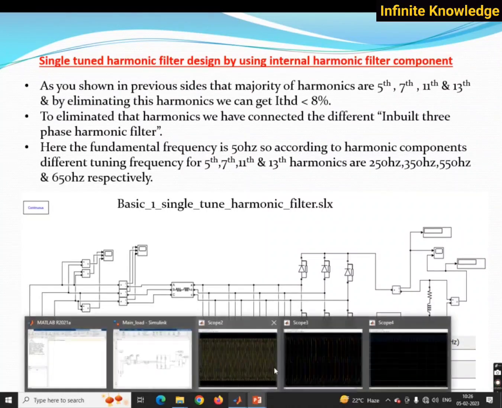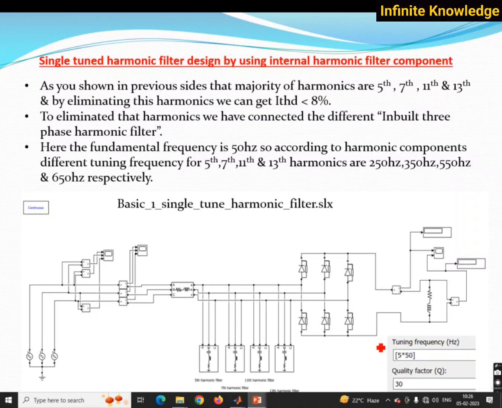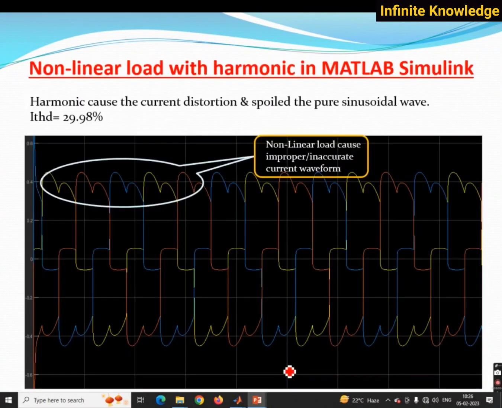What you have to do is just set the tuning frequency. For the fifth harmonic it's 5 into 50. For the seventh harmonic it's 7 into 50. 11th harmonic is 11 into 50, and 13th harmonic is 13 into 50. So all four filters mitigate particular harmonics. The fifth harmonic filter mitigates the fifth harmonic, the seventh harmonic filter mitigates the seventh harmonic, the 11th harmonic filter mitigates the 11th harmonic, and the 13th harmonic filter mitigates the 13th harmonic.